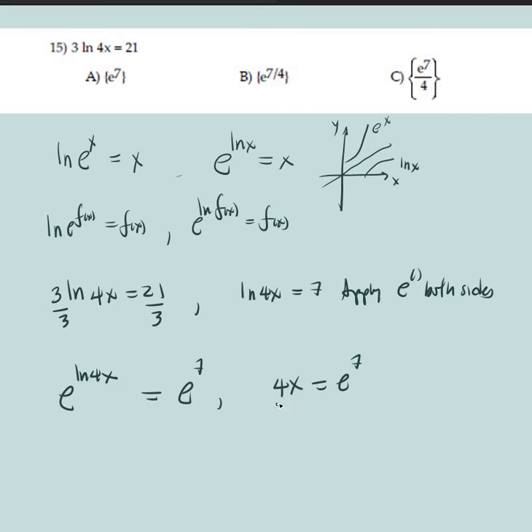Now, solving for x, we divide both sides by 4. And x is equal to e to the 7 divided by 4. Voila, here's the answer. This one, b, is e to the 7 divided by 4. So the correct answer is c.